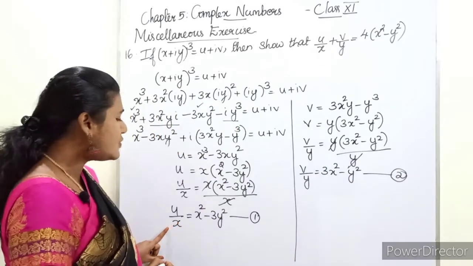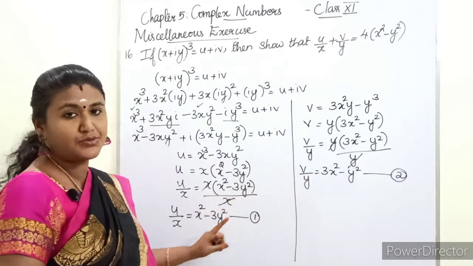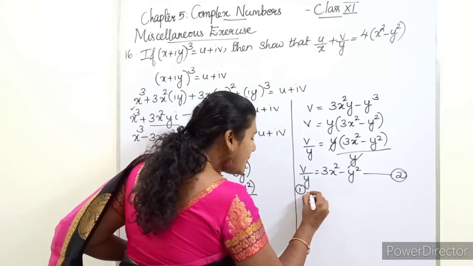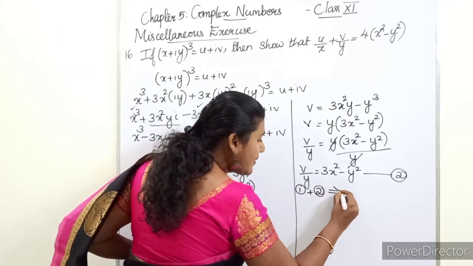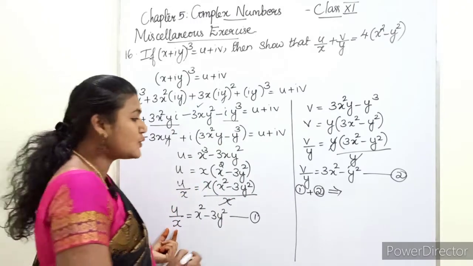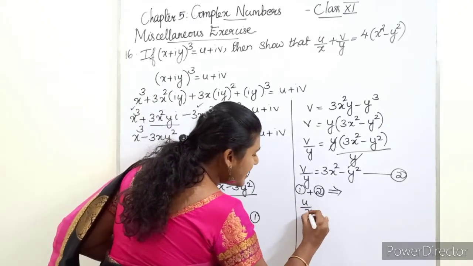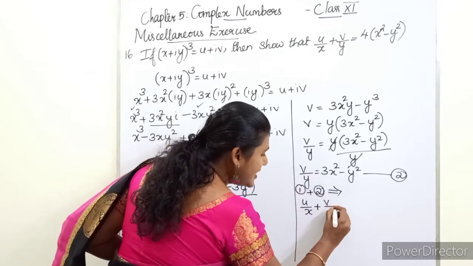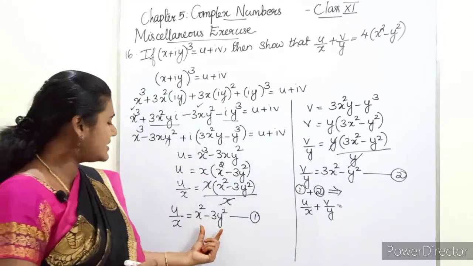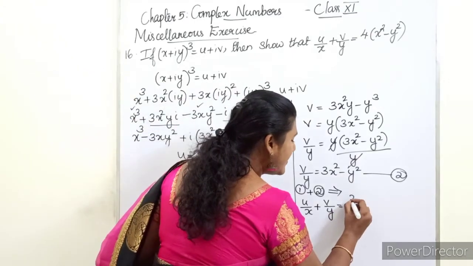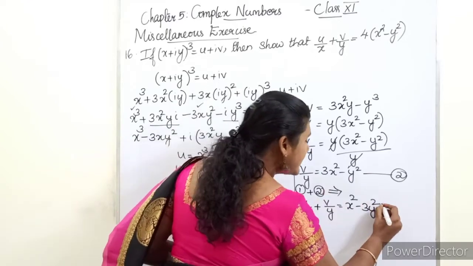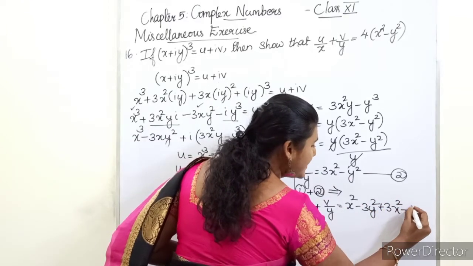Now what we are going to do, we are going to add these two equations. Equation 1 and 2 we are going to add. So equation 1 plus 2 gives, on the left side we will add u/x plus v/y. So u/x + v/y is equal to the right side expression: x² − 3y² + 3x² − y².